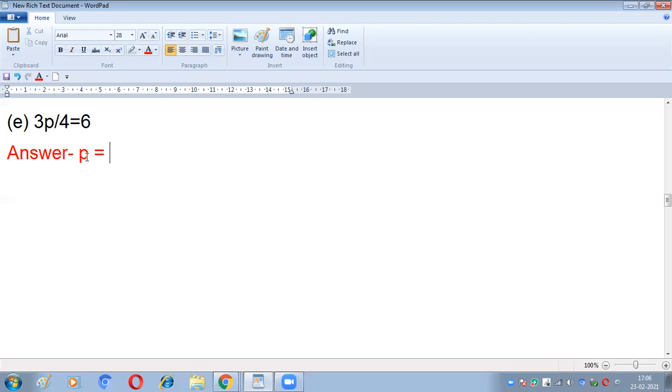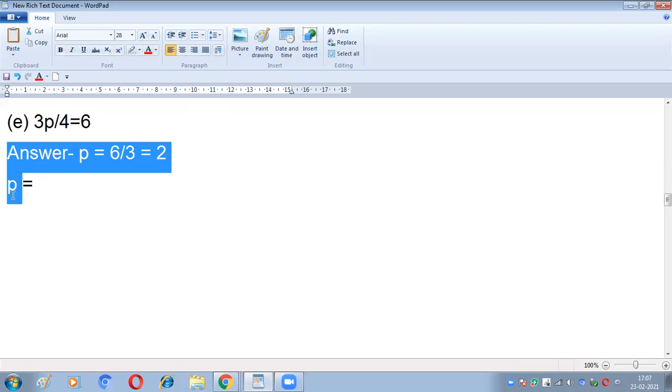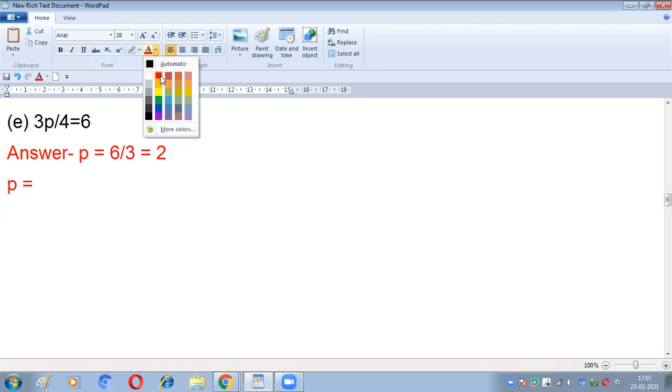Okay, so p is equals to 6 upon 3, as we have discussed now. Here this will be cancelled out by 2 times, so 2 is our first solution. Okay, done. P is equals to 2. And here now we have to do upon 4. This upon 4 will move to right hand side.